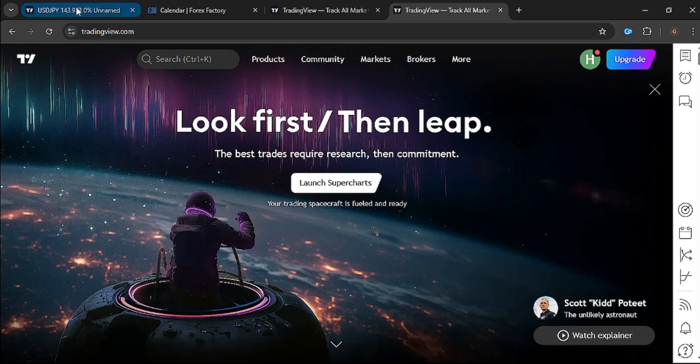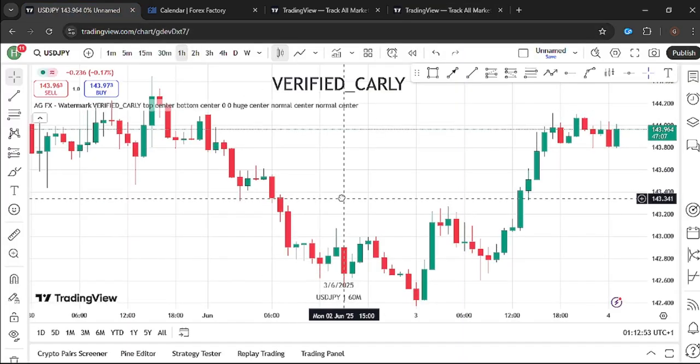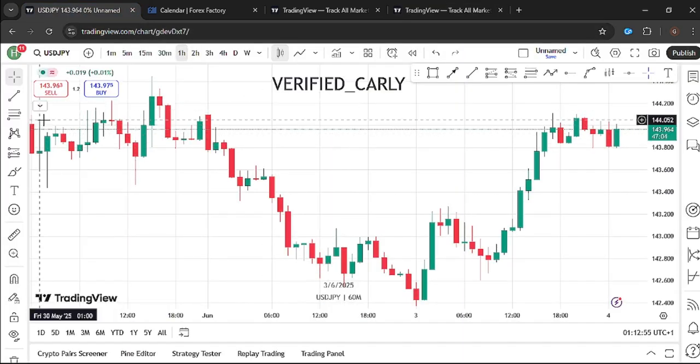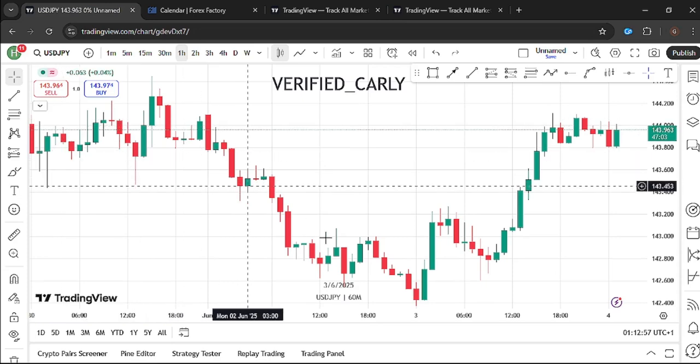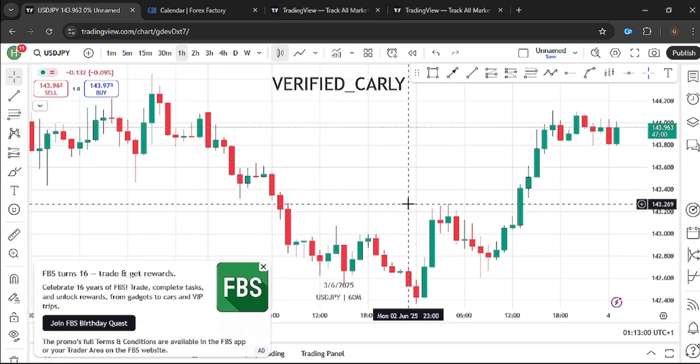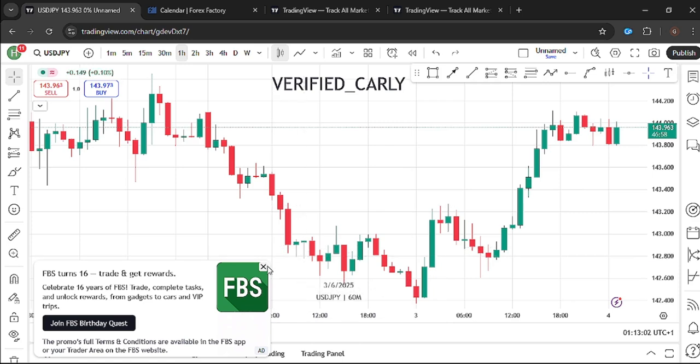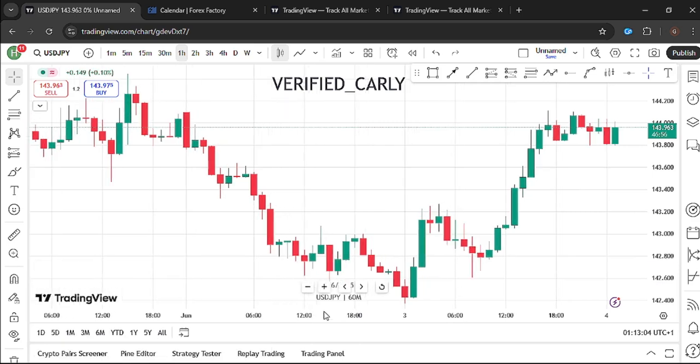So you'll be directed to the home page. This is how it is. It might come with a volume indicator, so you can just remove that if you want. Okay, then let's talk about the chart.